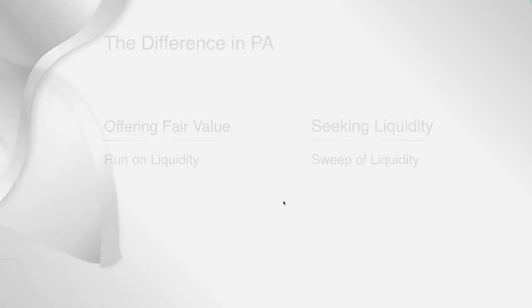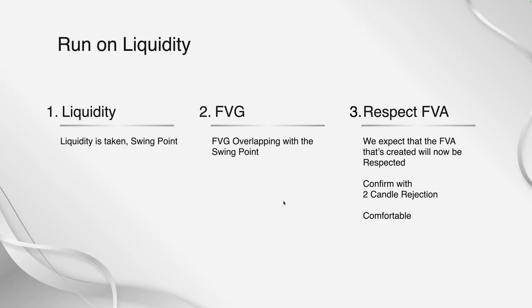Well, let's first go over a run on liquidity. A run on liquidity starts with, again, the liquidity, because we need to first take some liquidity. Liquidity is taken, swing point is taken. After that, we have the second part, which is an FVG, ideally overlapping with the exact swing point that we just took.